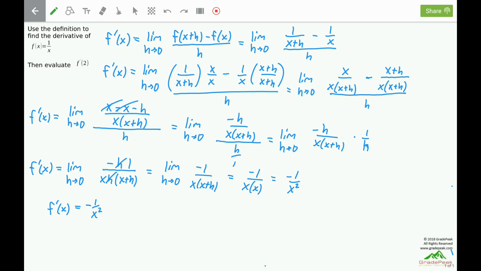And the other thing being asked for is to find f prime of 2, which simply means to plug a 2 in for the x. So we have negative 1 over 2 squared. 2 squared is 4, so we get a negative 1 over 4.